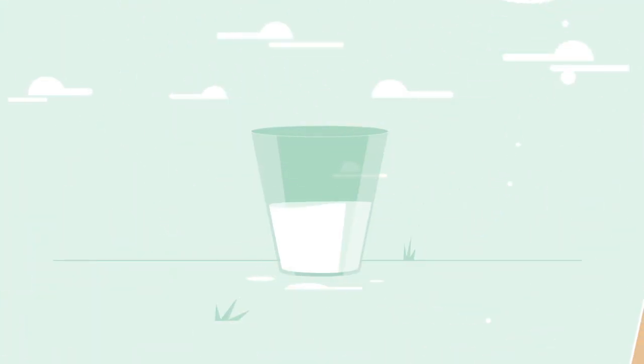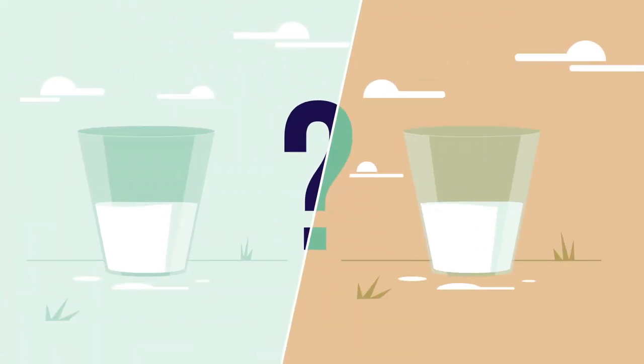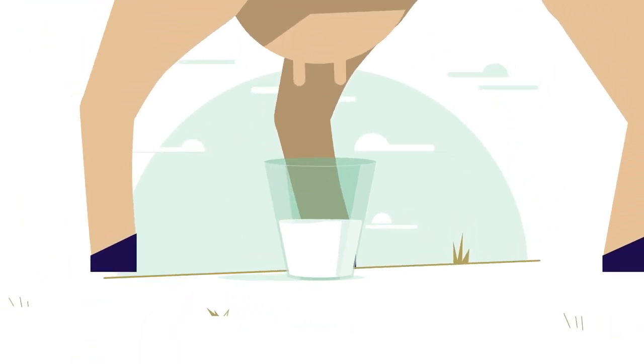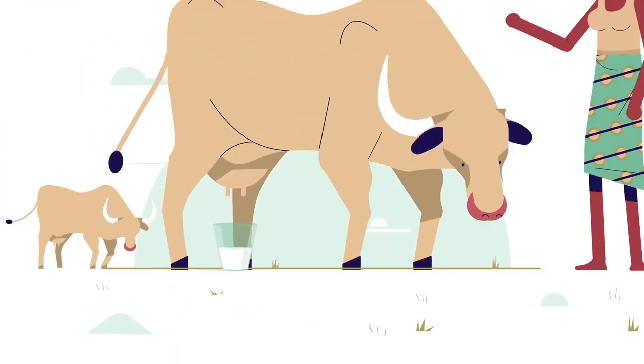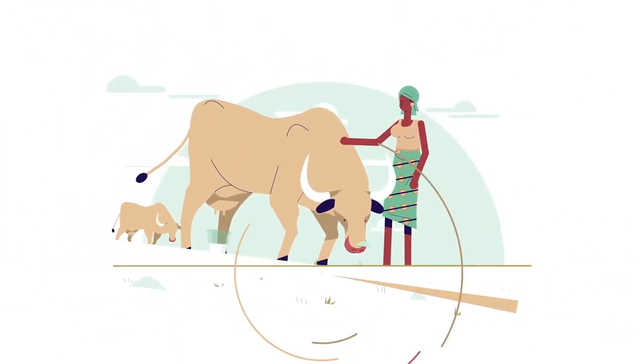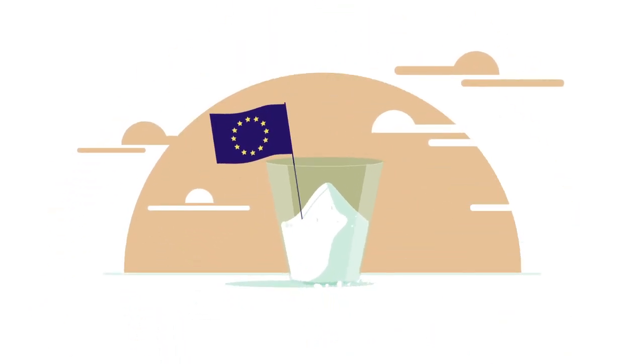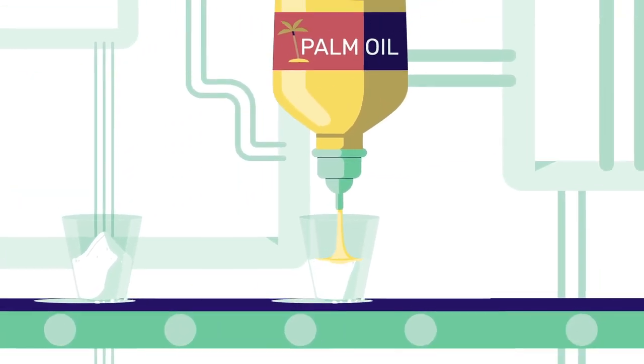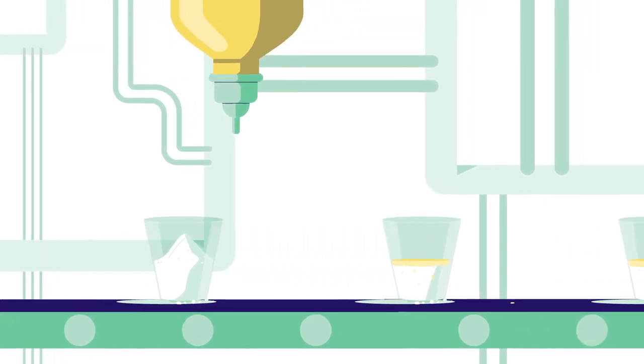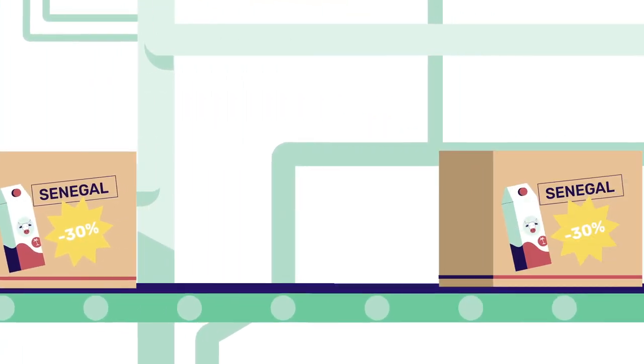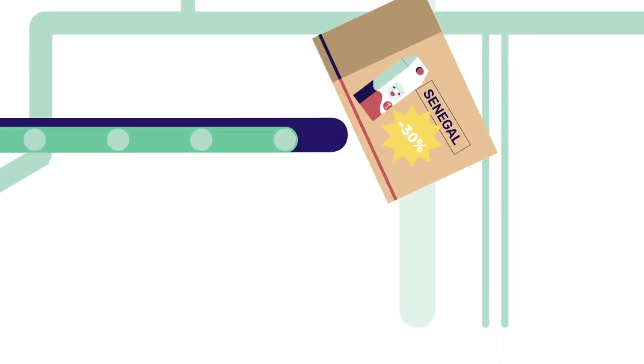What's the difference between these two glasses of milk? The same? Not so sure. The first contains fresh milk produced by a Senegalese producer and her cows. The second is actually powdered milk, produced in Europe, thickened with palm oil, and sold to Senegal for 30% less than the first. How did things become so absurd?